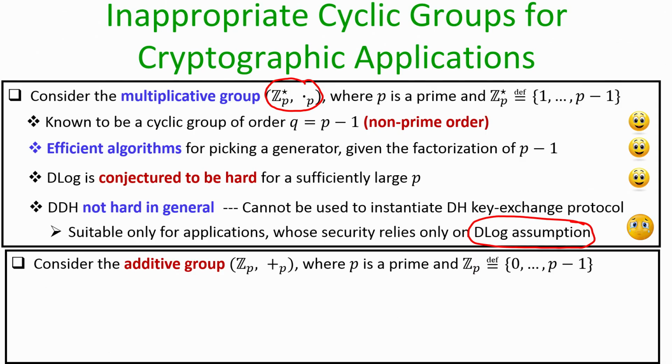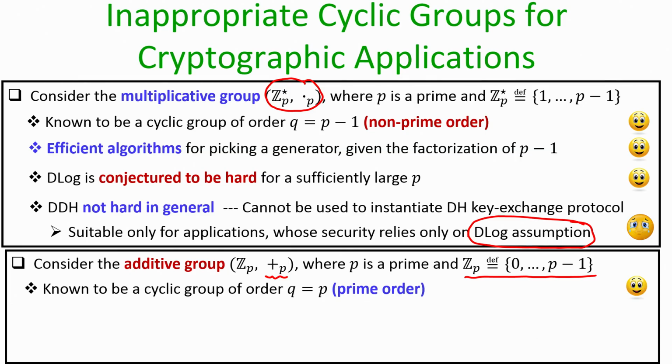Now, consider the additive group. So, the previous group Z_P star with the operation multiplication modulo P was a multiplicative group. Now, consider an additive group where my set is Z_P consisting of the elements 0 to P minus 1, and my operation is addition modulo P, where addition modulo P on elements A and B is defined as follows. You perform the integer addition of A and B and take the remainder with respect to the modulo P. That is a way we define addition of A and B modulo P.